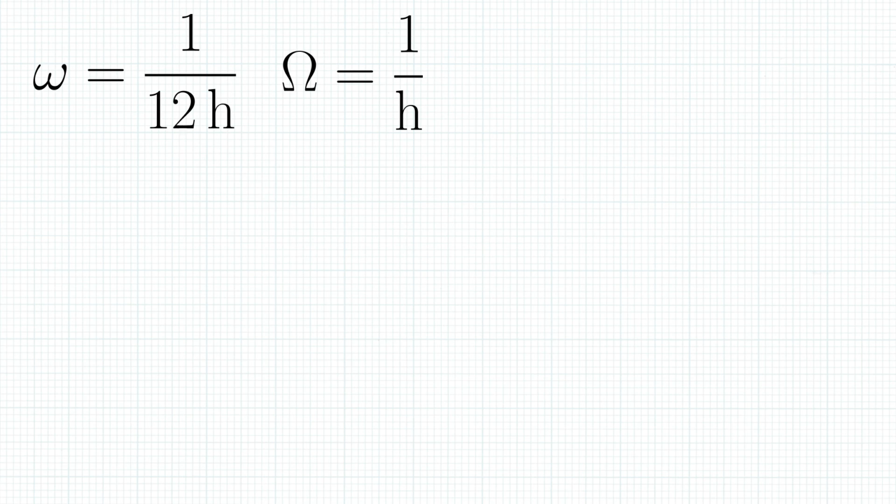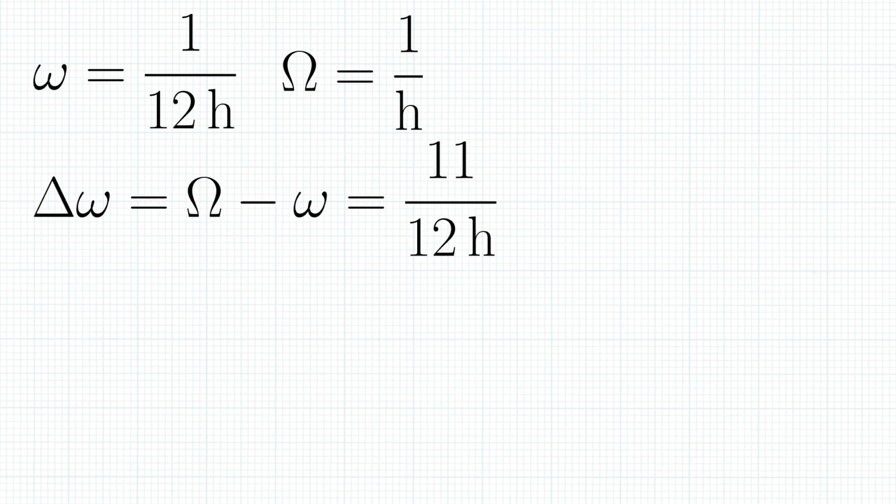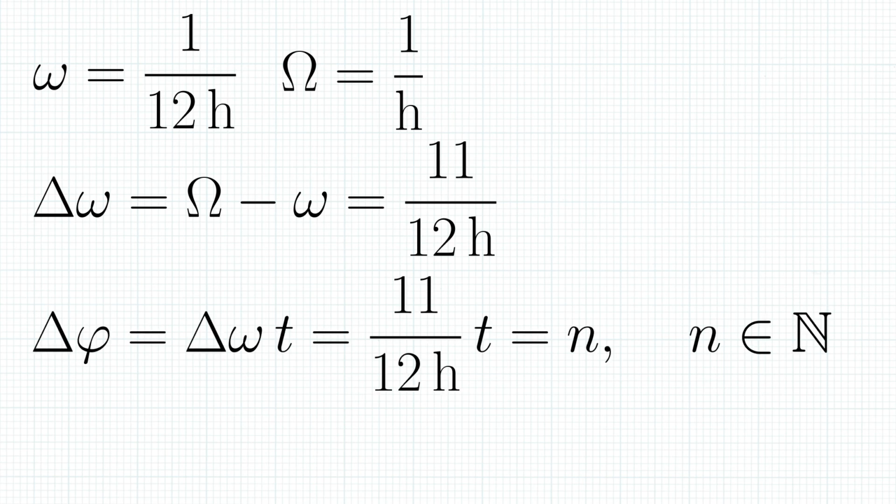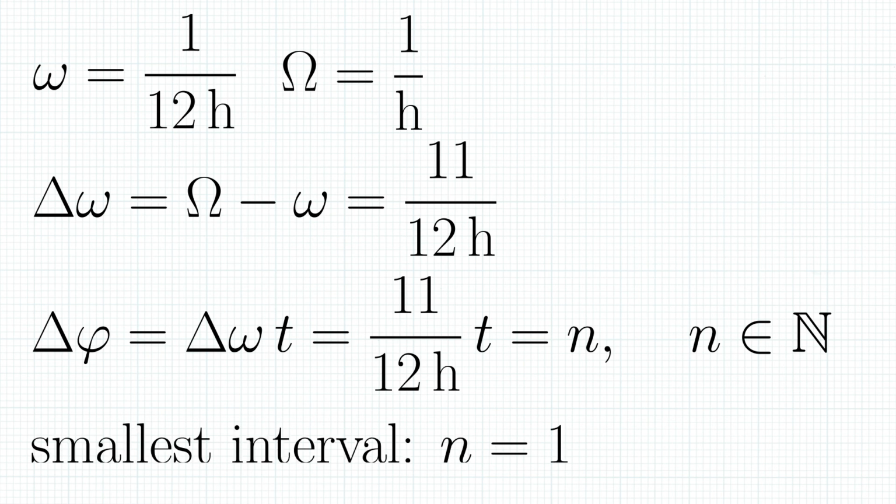Now the second way to calculate the time between overlaps is to use the relative angular speed delta omega of the clock hands. They move apart at 11 over 12 per hour. Note that when they are a number of full turns apart, they're actually overlapping again, so we set the relative angle delta phi to any natural number n. To obtain the smallest non-zero interval, we set n to 1, and we find that t equals 12 over 11 hours again.